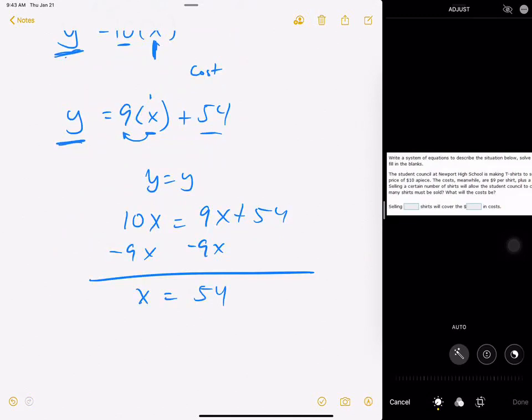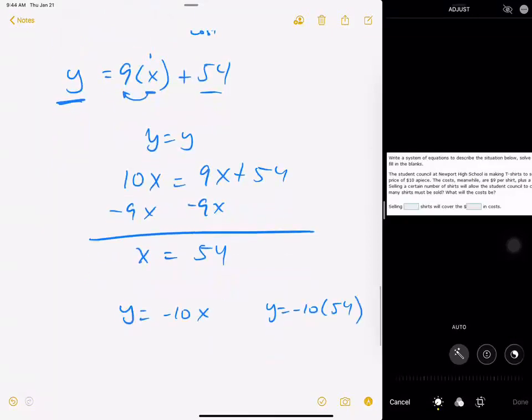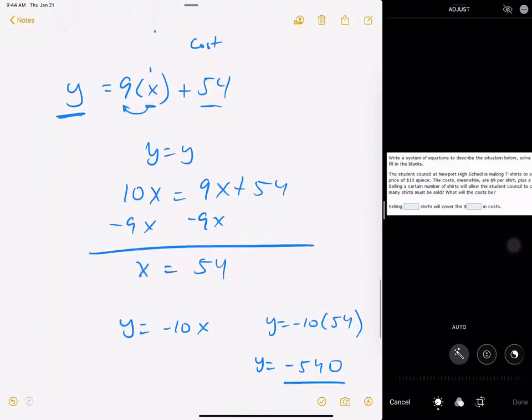Right? Now, what would the cost be? Let's go ahead and plug it back in. Y is equal to 10x, right? Don't we have that easy equation? So Y is equal to 10 times 54. Y is equal to 540. It's going to cost us $540. Okay, and that's when we break even.